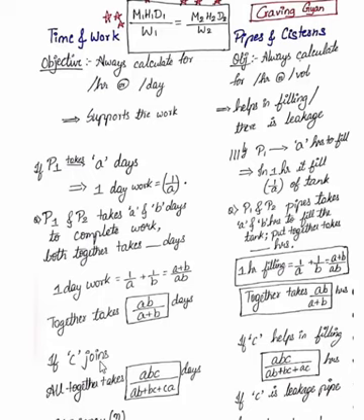If C joins all together, they take ABC divided by AB plus BC plus CA. That means per day how much they are doing? 1 by A plus 1 by B plus 1 by C. How much time they take to finish the work? Just take the reciprocal of that.